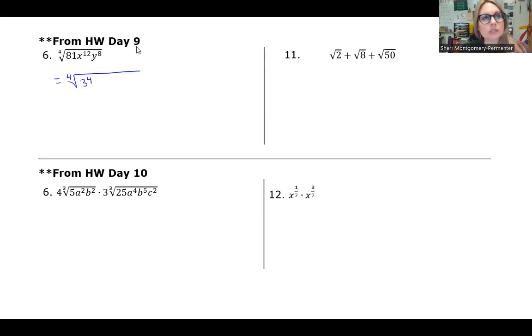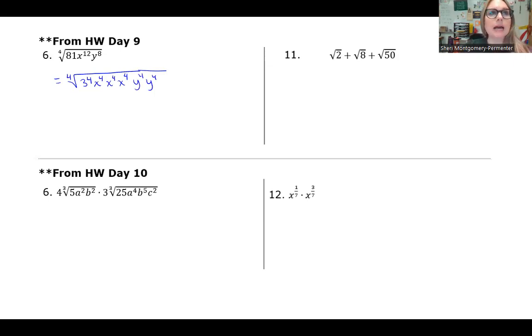For the variables, I can rewrite x to the 12th power as x to the 4th power how many times? Yep. And then I have y to the 8th power. I can write it as y to the 4th power how many times? 2.